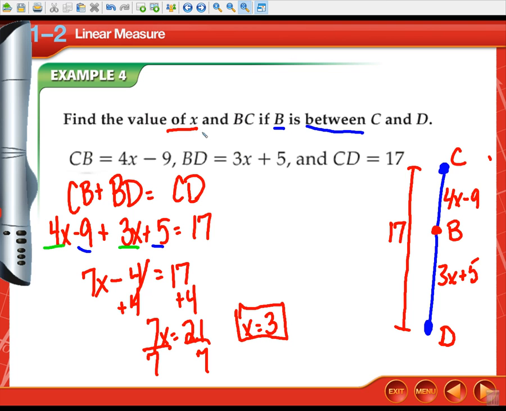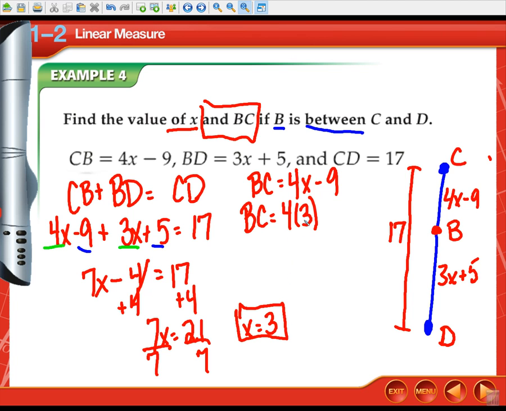But up here they say find the value of x and BC. Okay, find the value of x and BC. So now we have to go ahead and plug in our x to BC. So we know that BC is equal to 4x minus 9. All we have left to do now is to plug in our 3. The reason I got this 3 here was I put this 3 in for our x because we found out that x is equal to 3. So that's where that 3 comes from.